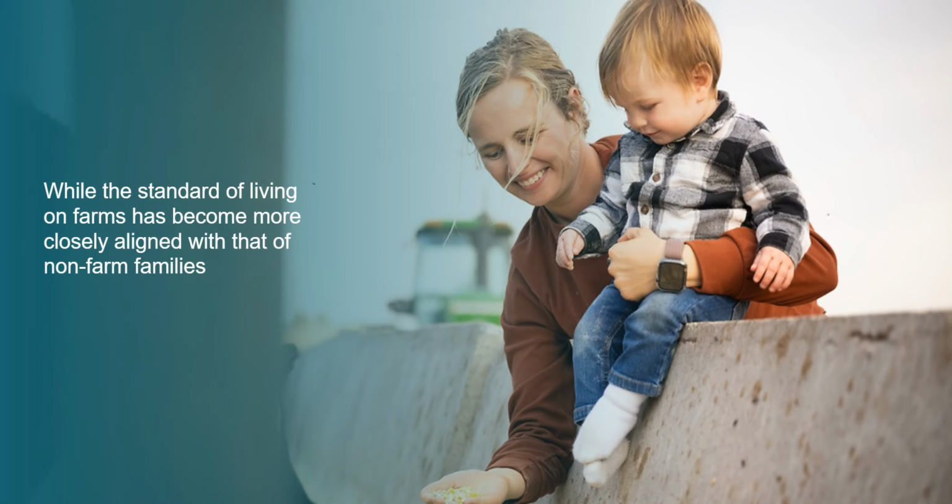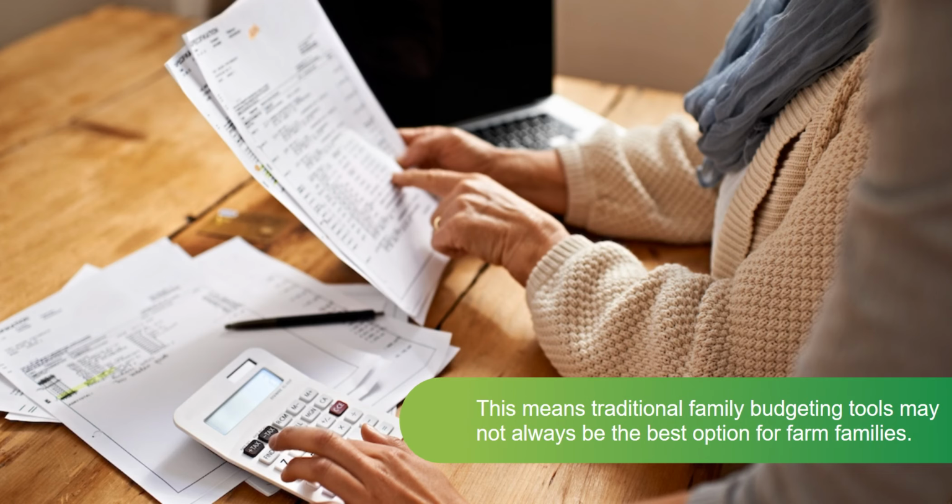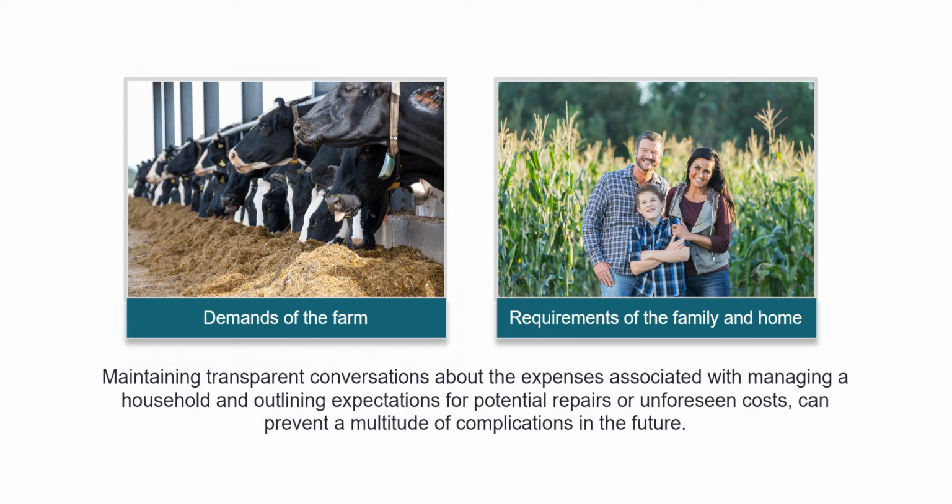While the standard of living on farms has become more closely aligned with that of non-farm families, the nature of cash flow on many farms makes budgeting more complicated. This means traditional family budgeting tools may not always be the best option for farm families. The demands of the farm and the requirements of the family and home often compete for priority. Maintaining transparent conversations about the expenses associated with managing a household and outlining expectations for potential repairs or unforeseen costs can prevent a multitude of complications in the future.